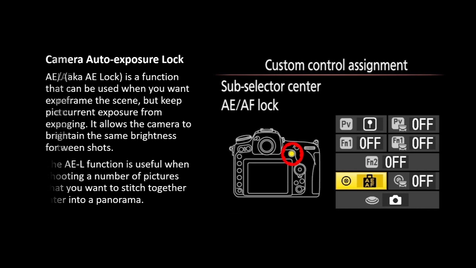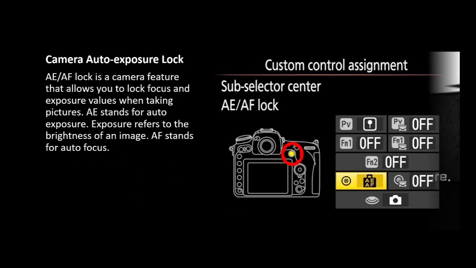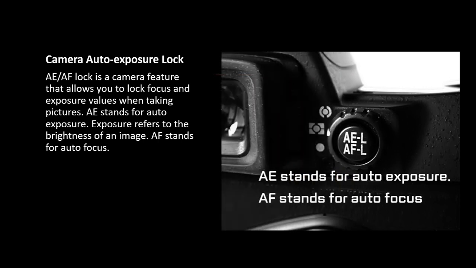AE/AF lock is a camera feature that allows you to lock focus and exposure values when taking pictures. AE stands for auto exposure. Exposure refers to the brightness of an image. AF stands for autofocus.